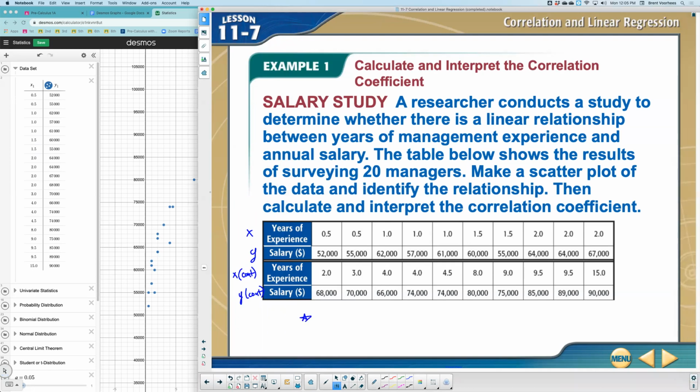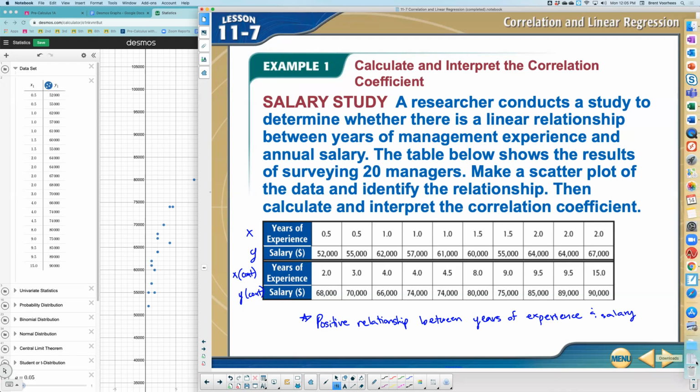There is a positive relationship between the years of experience and salary. Whoops, so I can interpret it another way as well. I can say the more years you work, you can expect your salary to increase. So there's the relationship. It's a positive relationship.